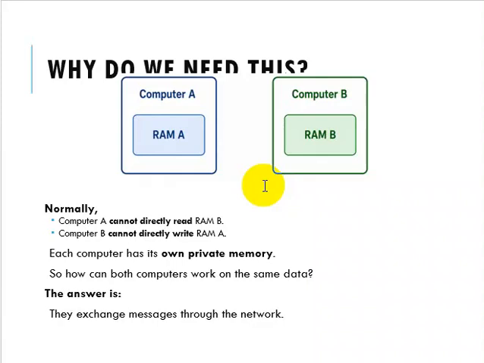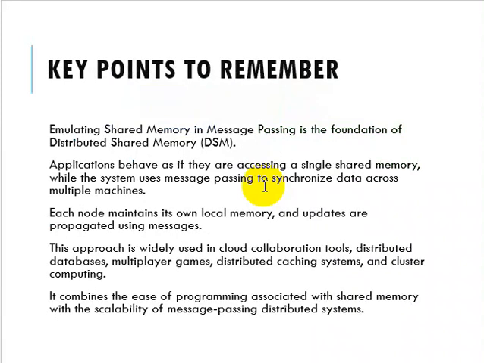Next, we're going to see the key points to remember about this concept, emulating shared memory and message passing. This technology combines the advantages of both approaches. Developers can write programs as if they are using shared memory, while internally the system handles message passing and synchronization. This concept is widely used in distributed databases, cloud platforms, multiplayer games, and collaborative applications.